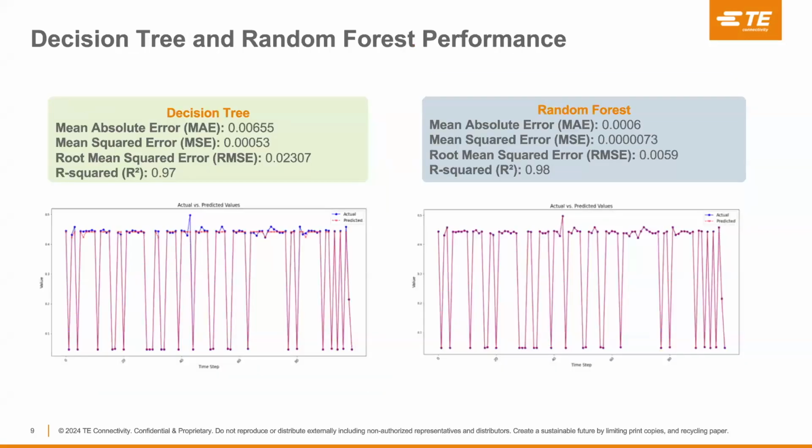As you can see, the actual and predicted values for the two models we have here, decision tree and random forest. For decision tree, we got 97% accuracy, and you can see the prediction is really good compared to the actual value. Also 98% for random forest, the predicted value almost fits the actual value here. Okay, next slide.